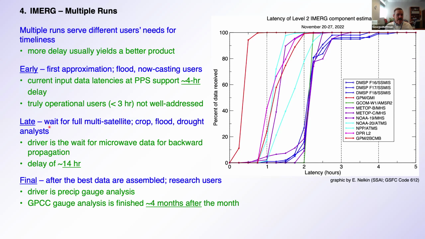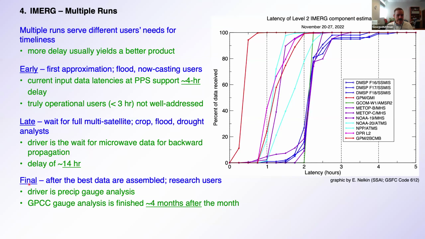The late is meant for next day use, with a delay of 14 hours. We wait for a full multi-satellite input. The driver is that we wait for the microwave data not just from what has already happened but for data that comes after the observation time, so that we can do a backward propagation as well as forward propagation. After all, if you're about to have an overpass, you'd really like to know what that number is, because that's probably better than what happened 4 hours ago. So we wait. And as a next day product, that's fine.